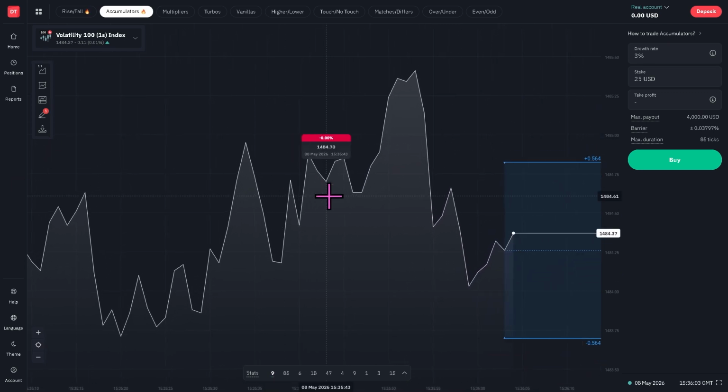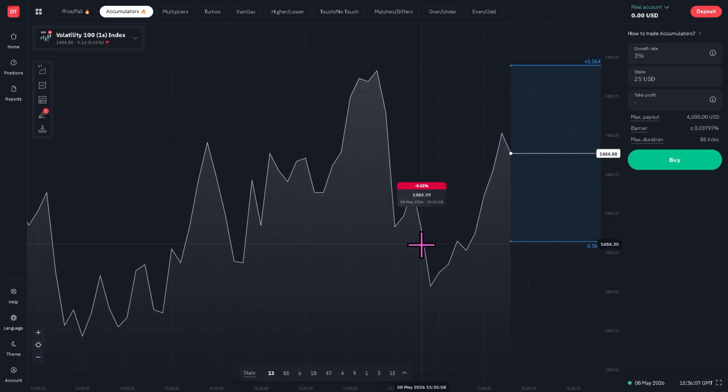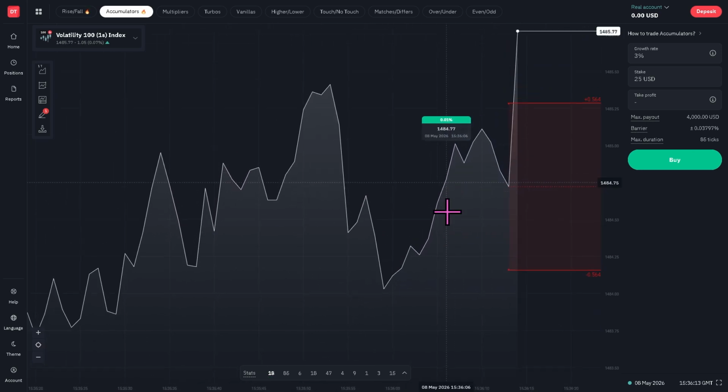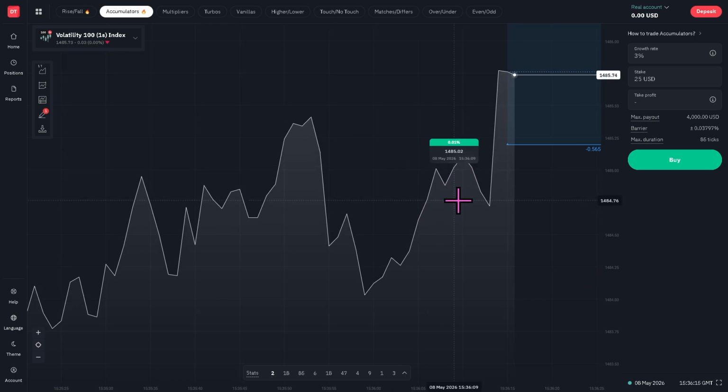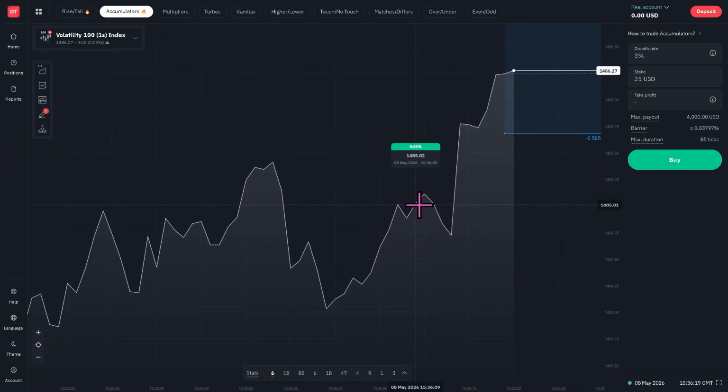The key to understand is the knockout level. If the market touches or exceeds that limit, your trade ends immediately. But if the market stays within the range, your profit continues increasing automatically over time.